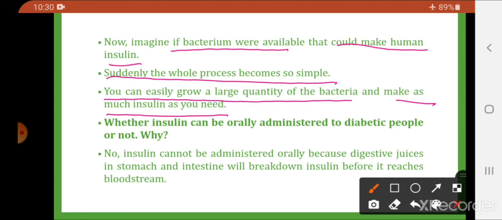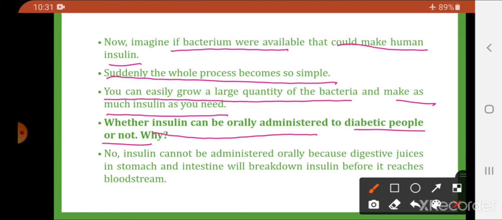So another question: whether insulin can be orally administered to diabetic people or not. Can insulin be taken orally? Whether the diabetic patients can take insulin orally or not. So the answer to this question is no. What kind of hormone is insulin? It is a peptide hormone.